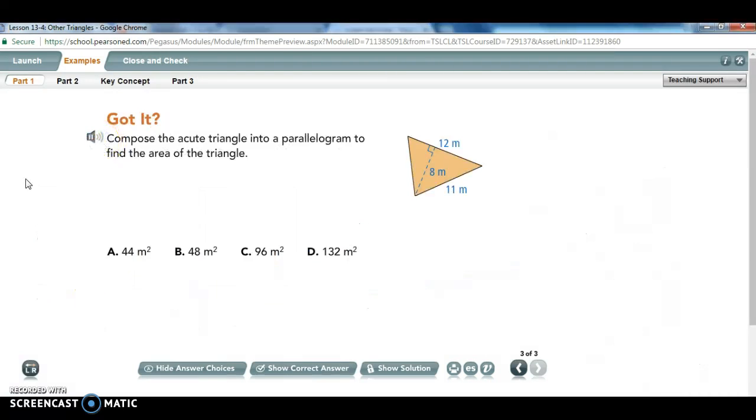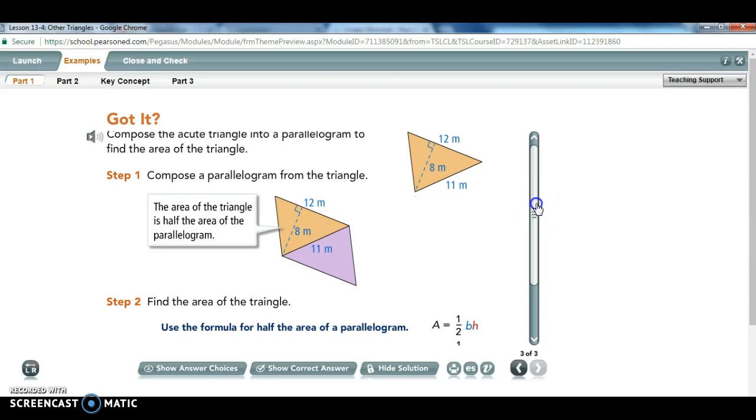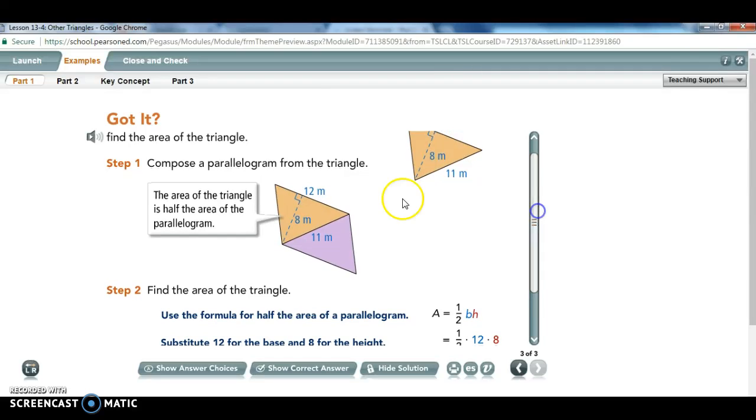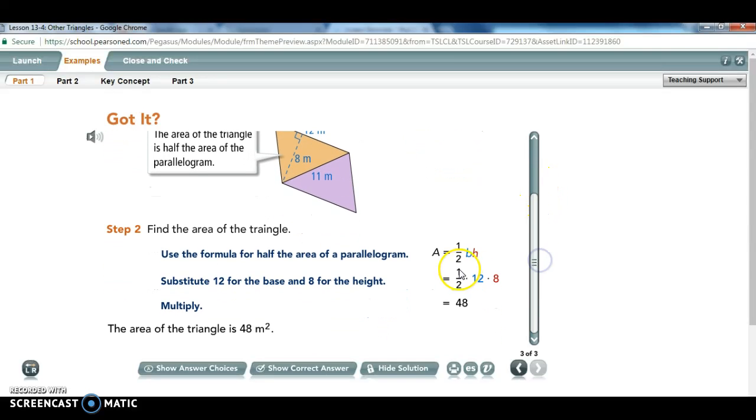Compose the acute triangle into a parallelogram to find the area of the triangle. The correct answer is B, and here's how we get that solution. Compose your triangle. So this was the second method that I showed in the example problem. They just copy and paste, flip it around to make my parallelogram. Find the area by taking 1/2 base times height, or by saying base times height divided by 2.